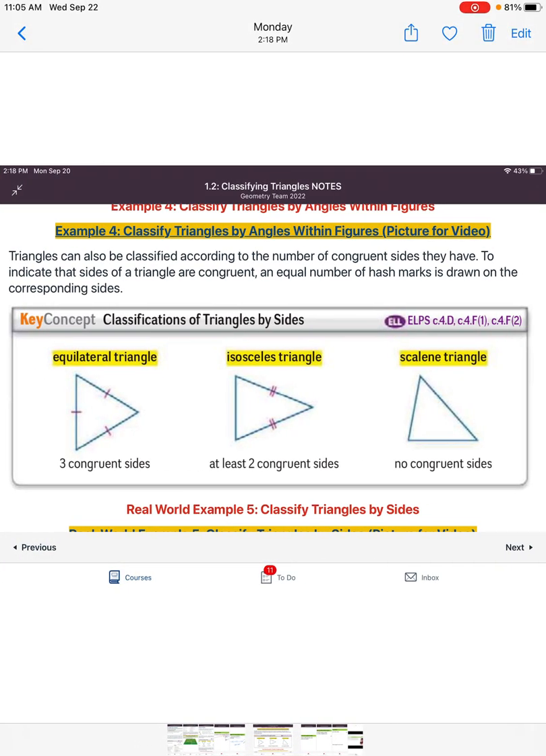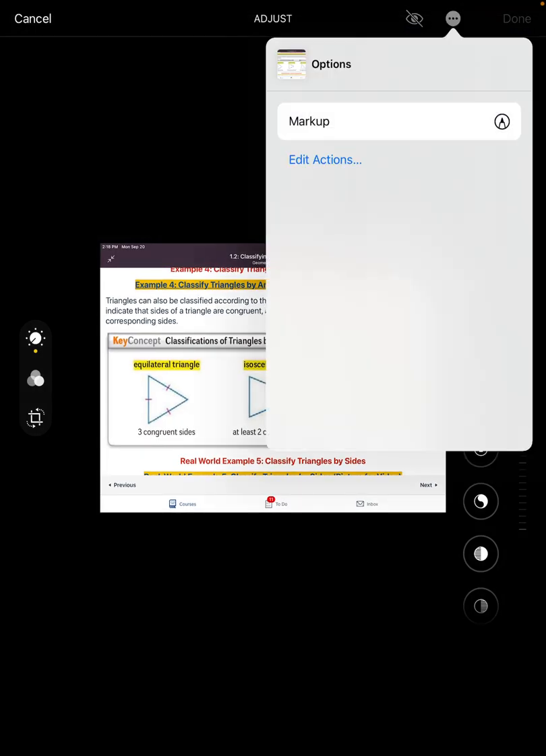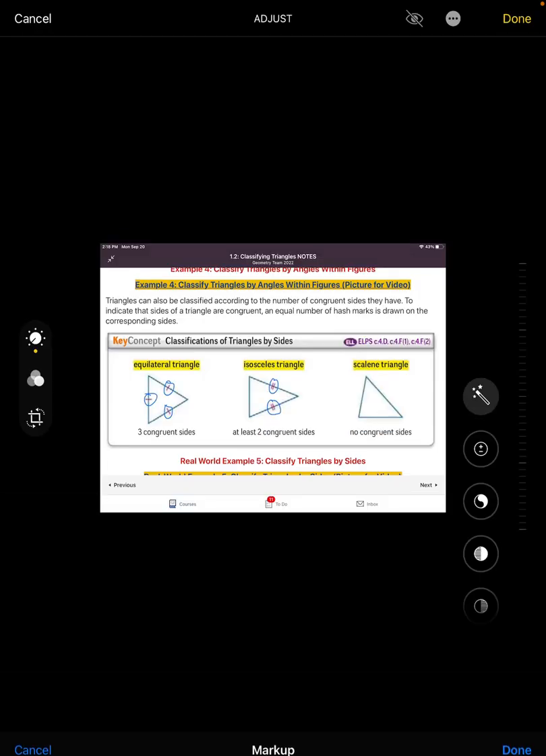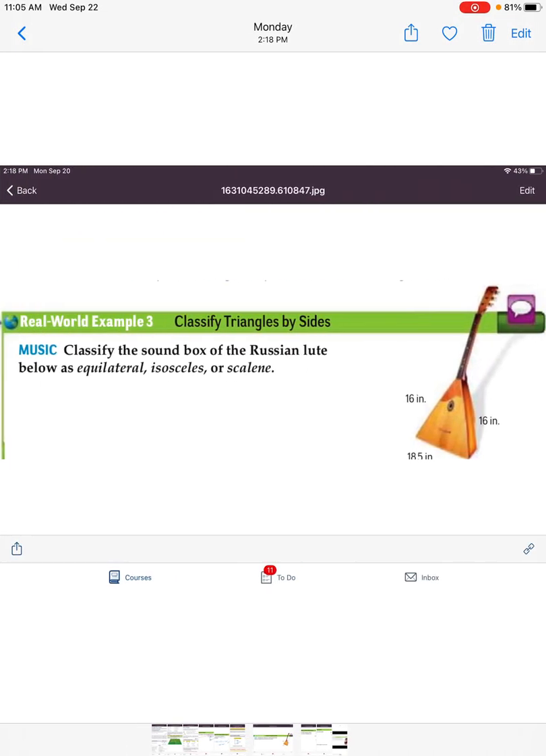Triangles can also be classified according to the number of congruent sides they have. To indicate that sides of a triangle are congruent or equal, an equal number of hash marks is drawn on the corresponding sides. An equilateral triangle will have all three congruent sides, whereas an isosceles triangle is going to have just two congruent or equal sides. Lastly, the scalene triangle has no congruent sides, so you'll see no hash marks on the scalene triangle. Let's look at a few more examples.